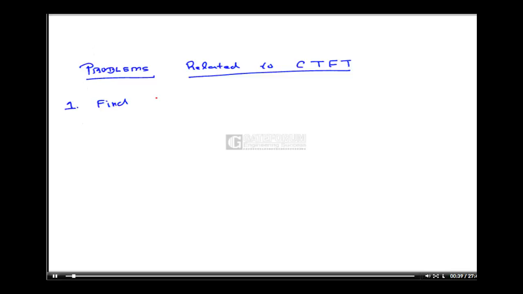Find the Fourier transform of x(t) equal to e to the power minus 2t u(t minus 3). How to solve this problem?